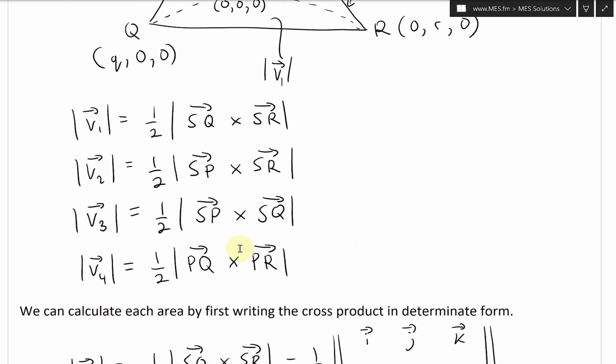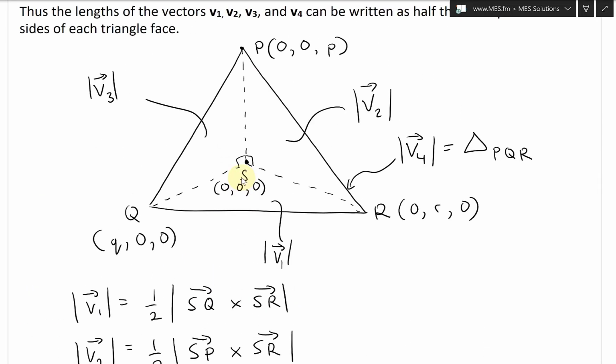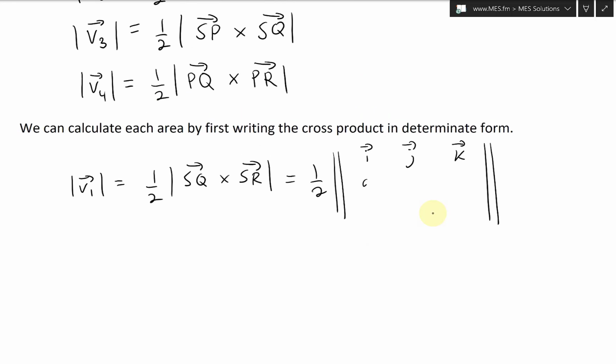And then we put the components of each of the vectors. So SQ is going from S to Q, and recall that to get the position vector, we just do Q minus this point here. So Q minus S for each component, but S is the origin, so basically that is the position vector. So SQ is on the x-axis, and has the value q, 0, 0. And then SR just has the point on the y-axis, 0, r, 0.